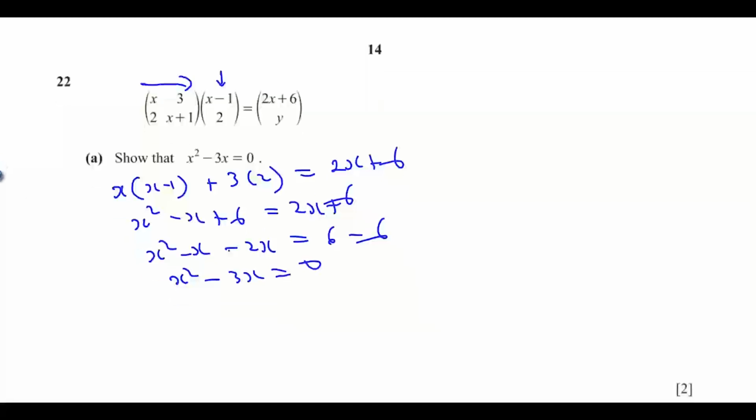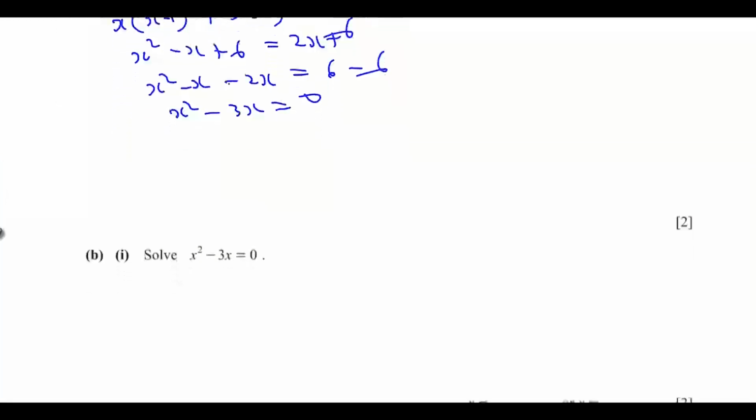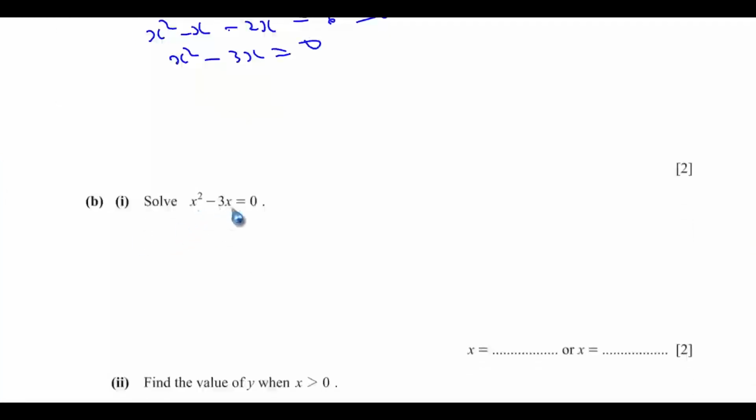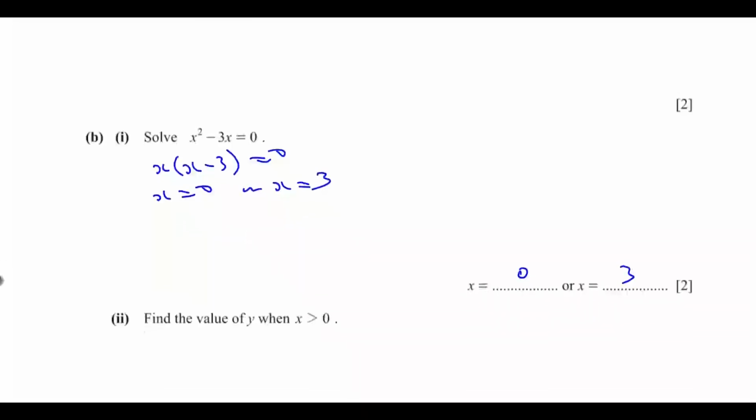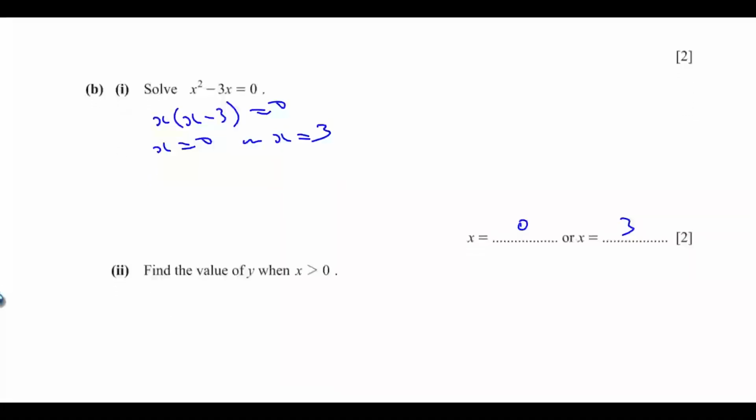Part B, Roman figure 1, solve x squared minus 3x equals 0. So let's factor out x. That means x equals 0 or x equals 3. Roman figure 2, find the value of y when x is greater than 0. That is, we need to find the value of y when x equals 3.